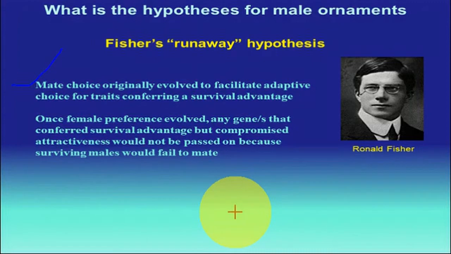But once female preference evolved, any gene or genes that conferred survival advantage but compromised attractiveness, this point is very interesting, would not be passed on because surviving males would fail to mate. Why do they fail to mate? Because they are not chosen. They may not be chosen by the opposite sex. If it is a male, it may not be chosen by the female, because there is no attractiveness. In the longer term, that particular species may not survive. There, the importance of these male ornaments comes. They may not give immediate survival advantage, but they give a chance to ensure reproductive success, so that in the longer run the species can continue with its offspring.